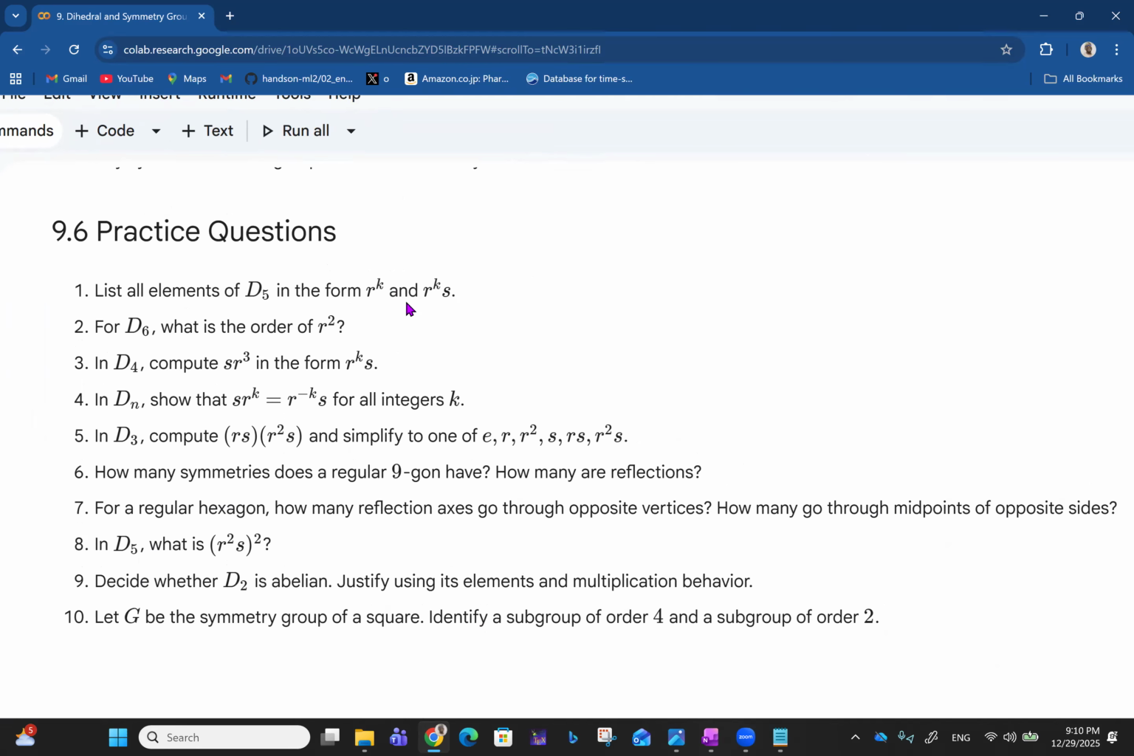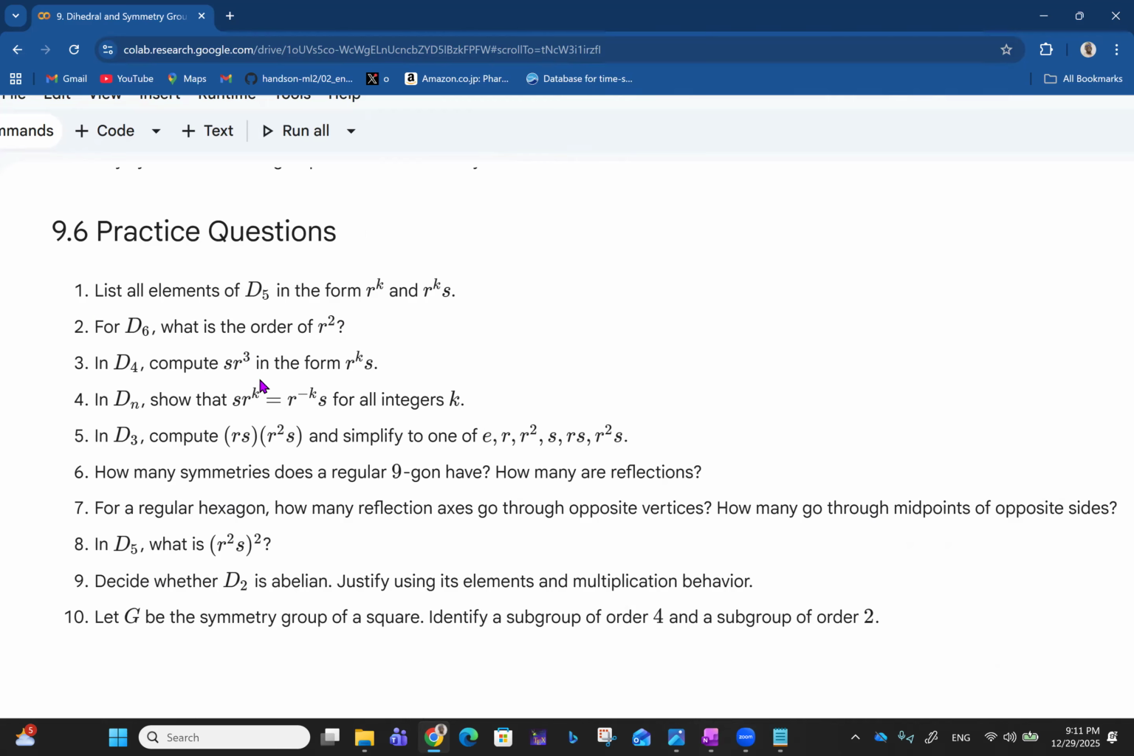The rotations are E, R, R to the power 2, R to the power 3, R to the power 4. Those are the rotations. The reflections are S, RS, R squared S, R cubed S, R to the power 4 S. Those are the reflections. Putting everything together, you have all the elements of the dihedral group D5. So for D6, what is the order of R2? You want to check all of that out.